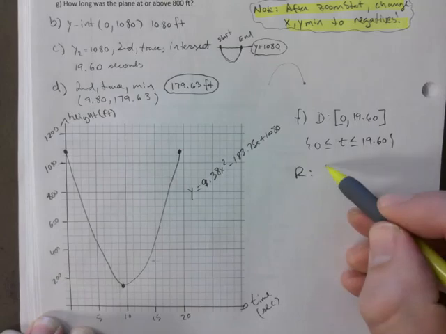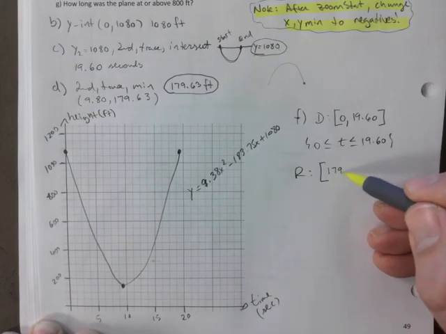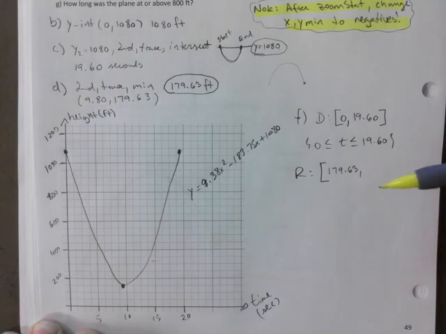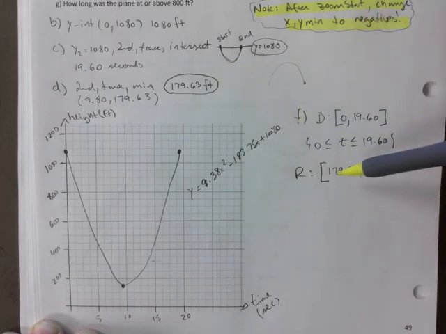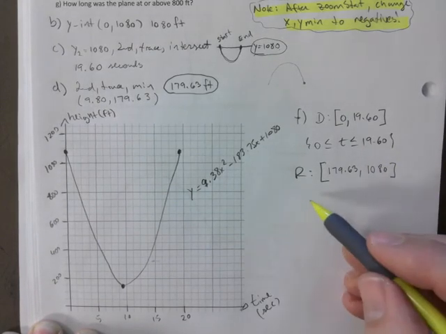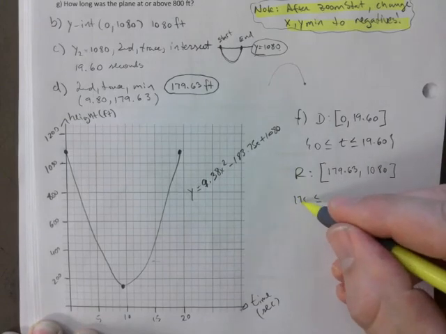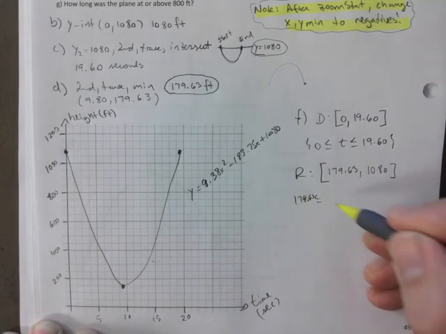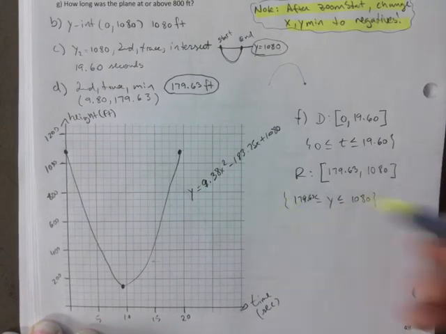And then the range, what's the range? What's the lowest height? It is 179.63. I will say this, I happen to have asked you for it before. Okay? I just need you to know that if you want the range, you need the vertex. You need to figure that out regardless. So 179.63, and the highest point is 1,080. So that'd be 179.63 and 1,080. Okay.